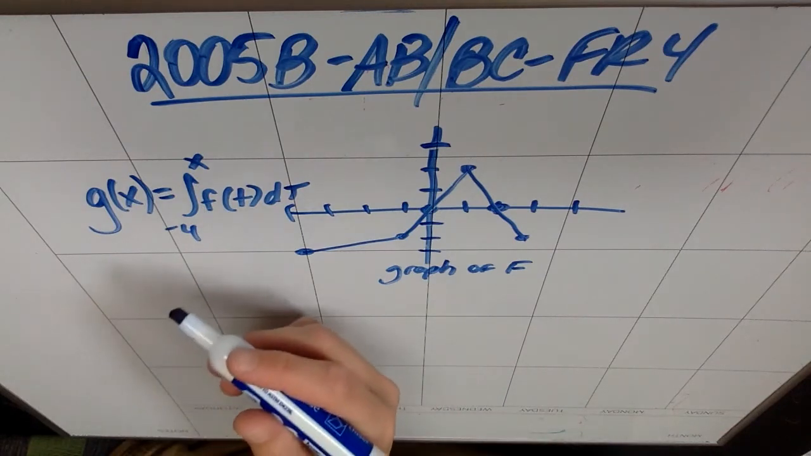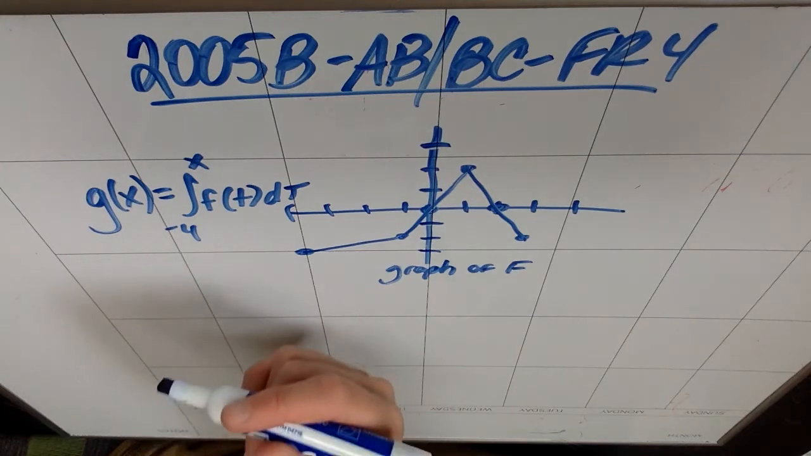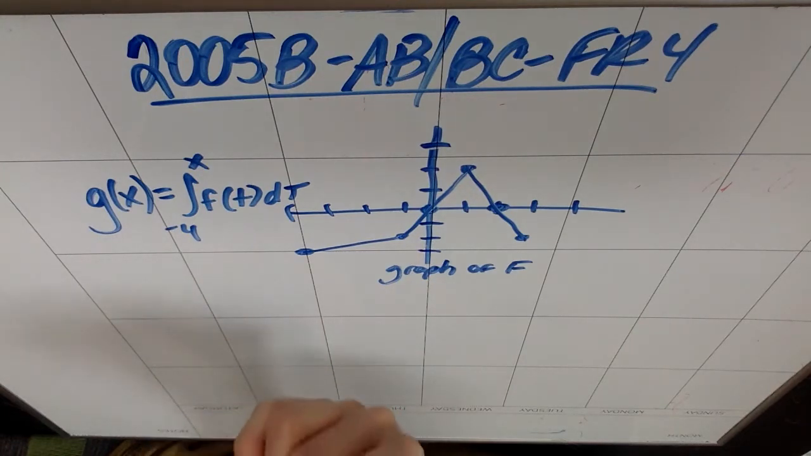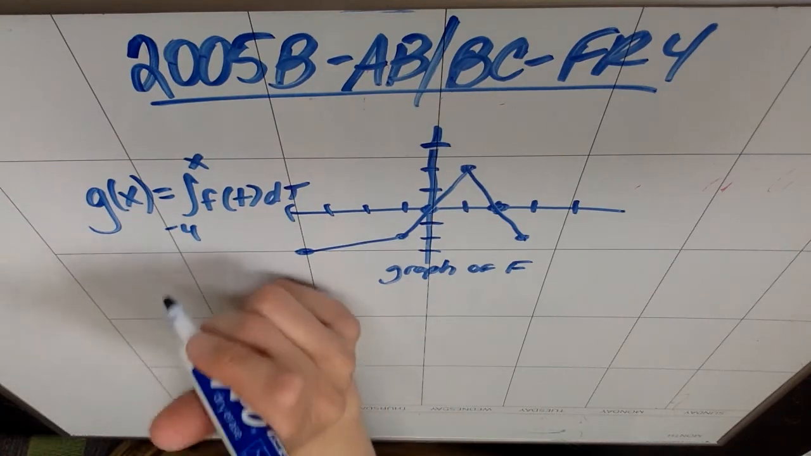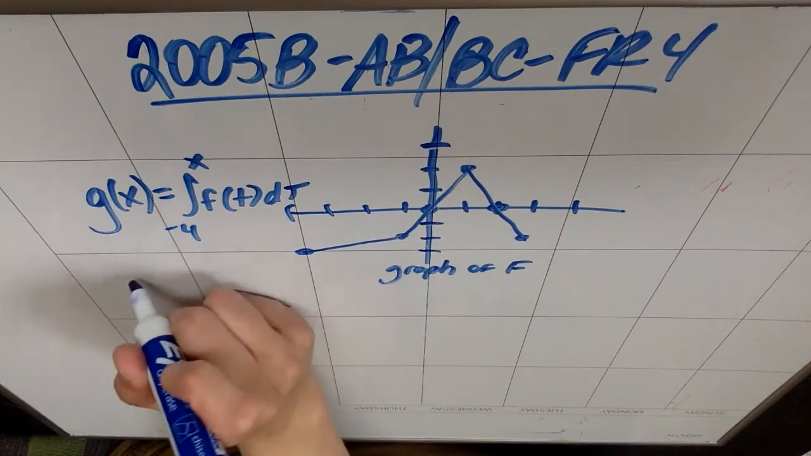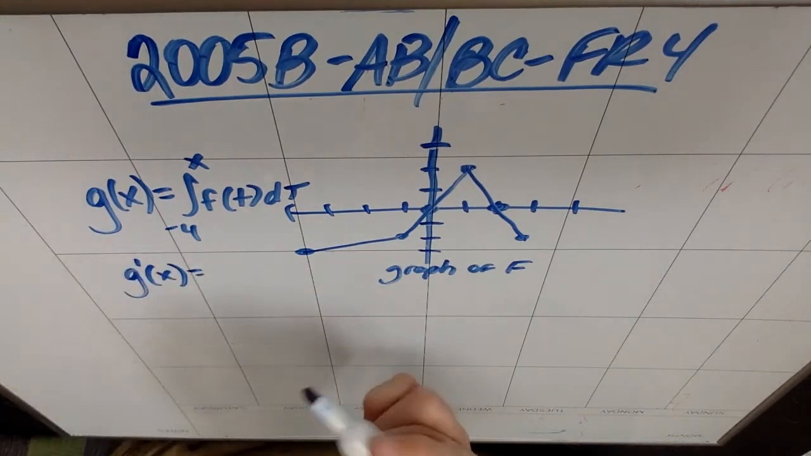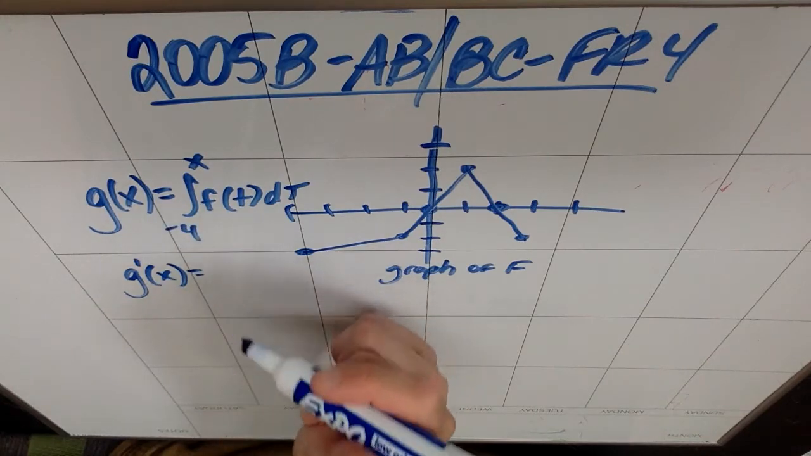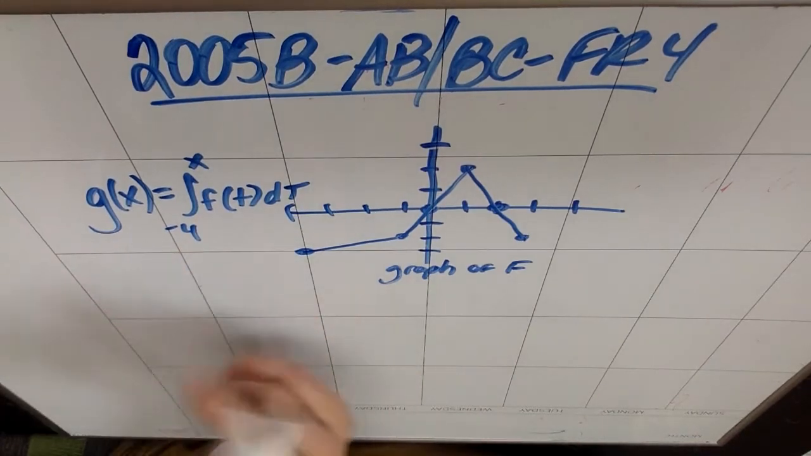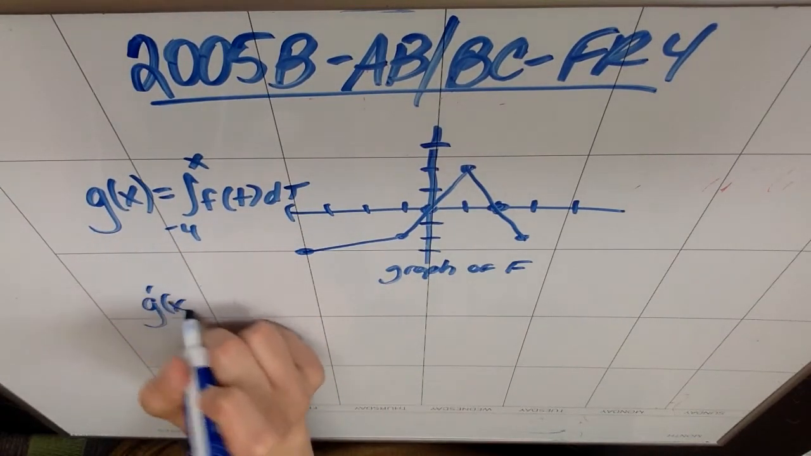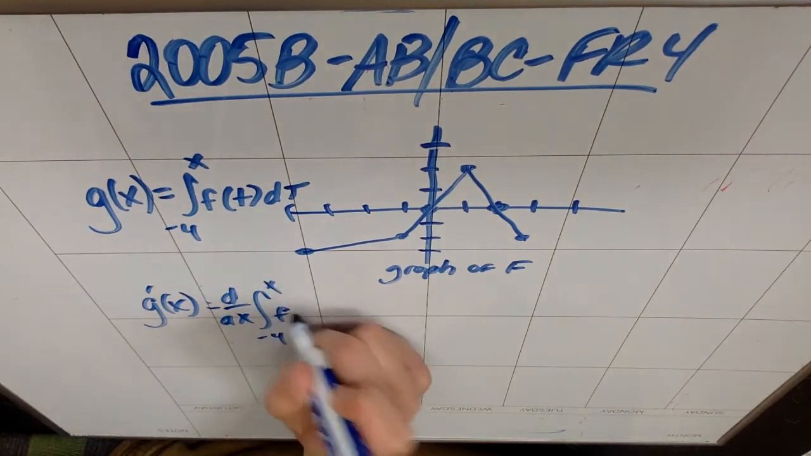Let g be this function. For each of g of -1, g prime of -1, and g double prime of -1, find the value or state that it doesn't exist. Okay, so the first thing we should do here is find the relationship between g and the graph. The second fundamental theorem of calculus says that g prime of x is going to be the derivative with respect to x of the integral from -4 to x of f of t dt.